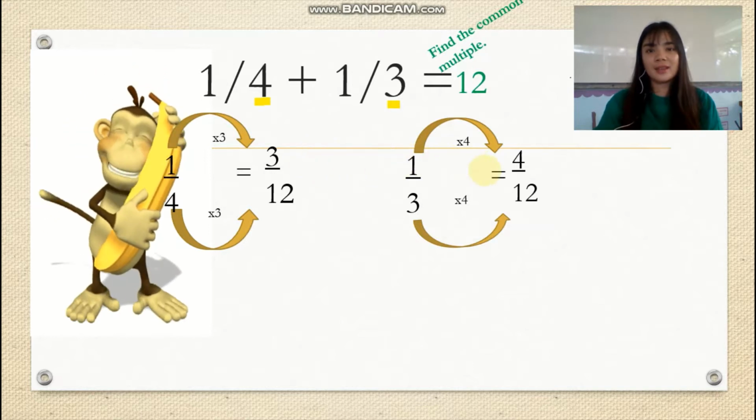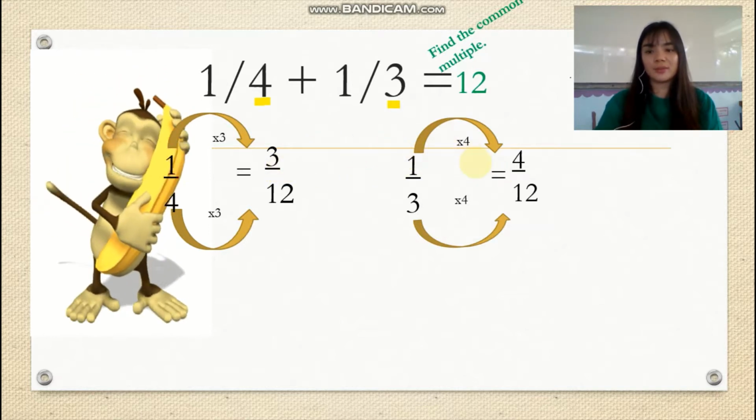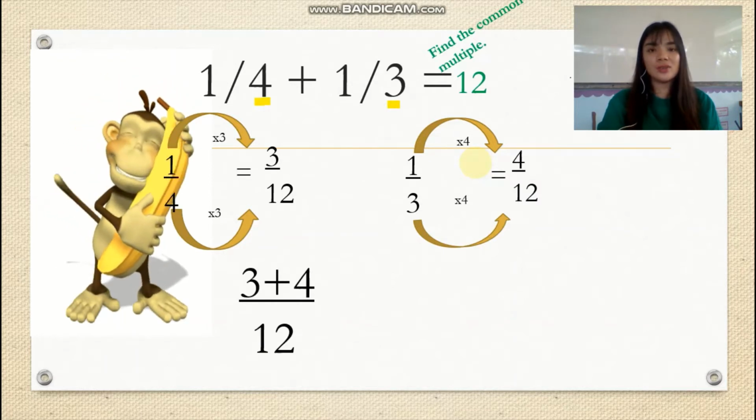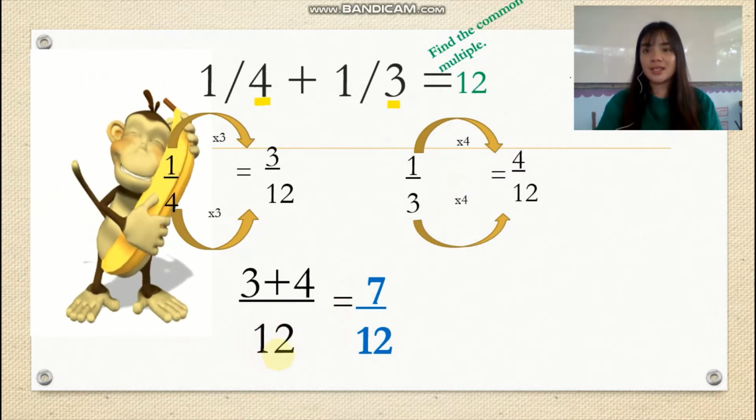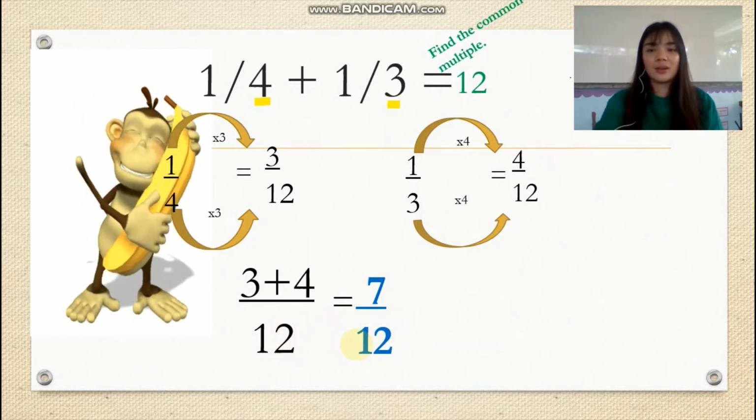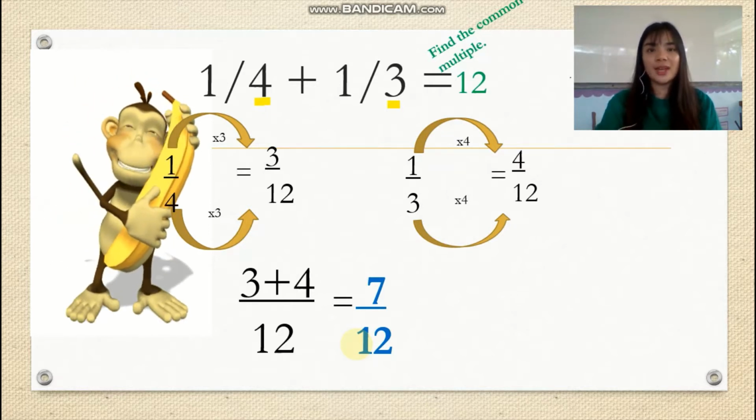We can add our numerators now. So 3 plus 4 is equal to 7. Since we have our denominators the same, we can just carry our denominator. So our answer would be 7 all over 12.